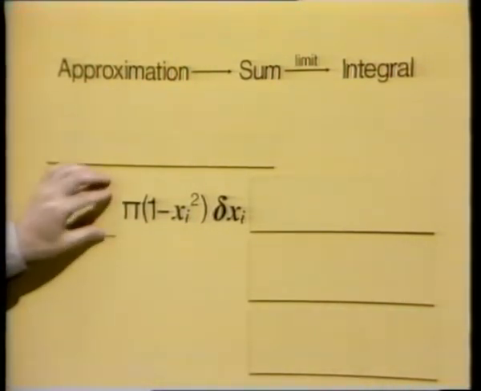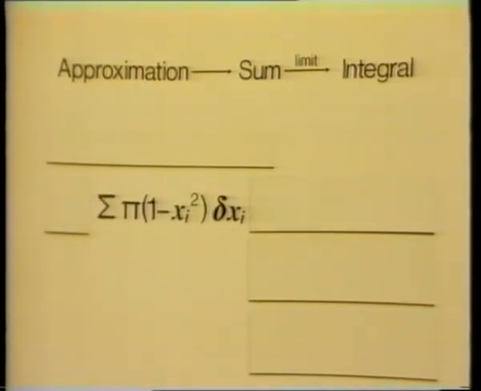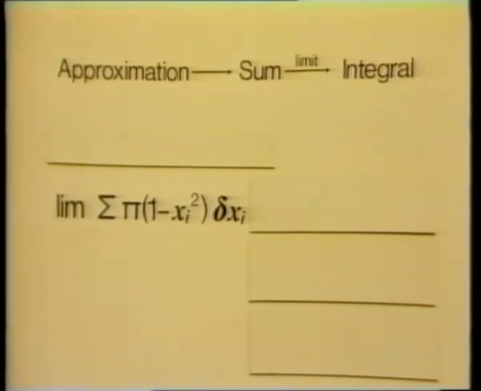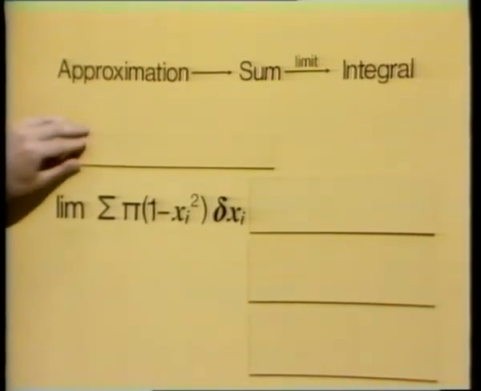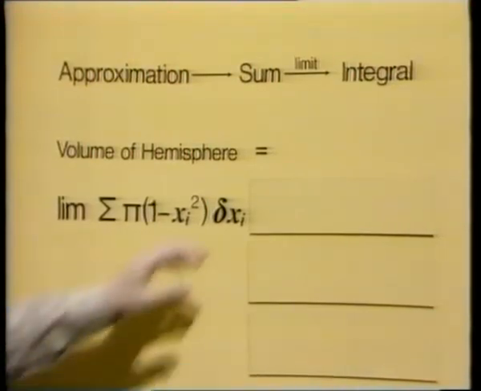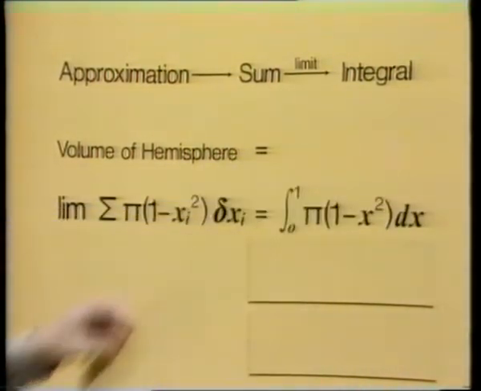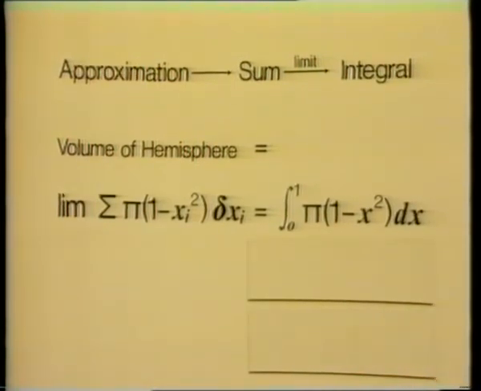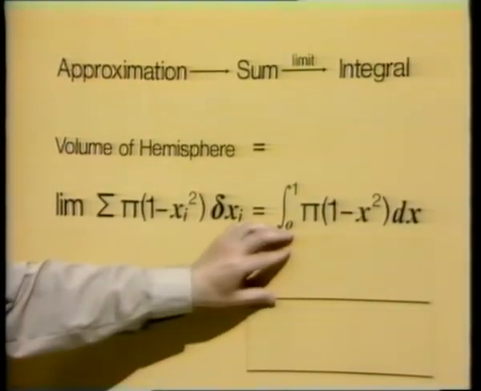And adding up the volumes of all the discs from 0 to 1 gives this sum. And taking the limit as the thickness delta xi tends to 0 gives this expression for the volume of the hemisphere. And I can write that as this integral. Now that's the hard work done, because now we've got an integral and we know how to evaluate this.